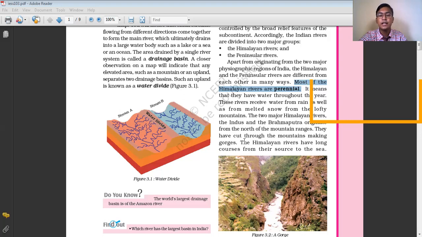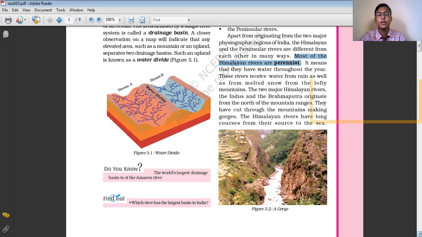The river Ganga is the longest river in our country, and it flows for 2,525 kilometers. So it is the longest river of our country.